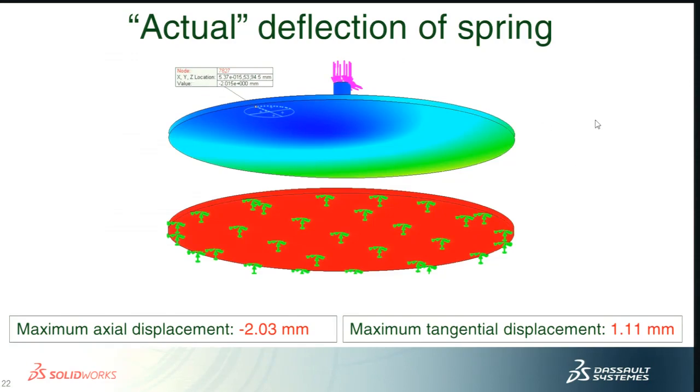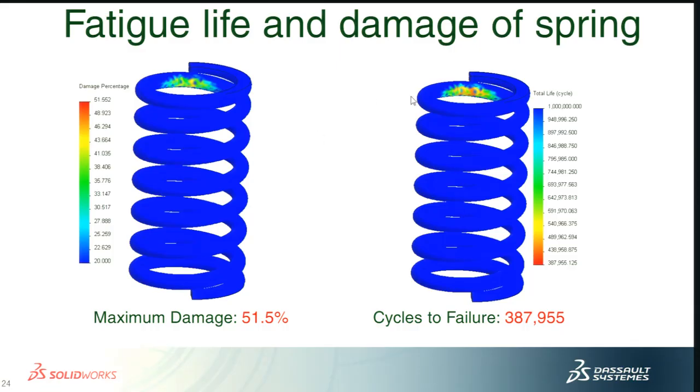Okay, so just a couple slides on what we just saw, right? So we determined the actual deflection of the spring. I say actual because I plugged in the values of that virtual spring that we solved for. We can see maximum axial displacement, minus 2.03, tangential, 1.11. And we use that to get our fatigue life and damage of the spring, right? It's pretty simple.